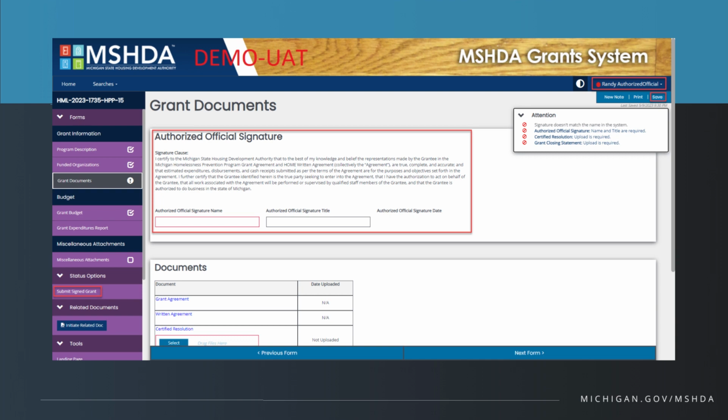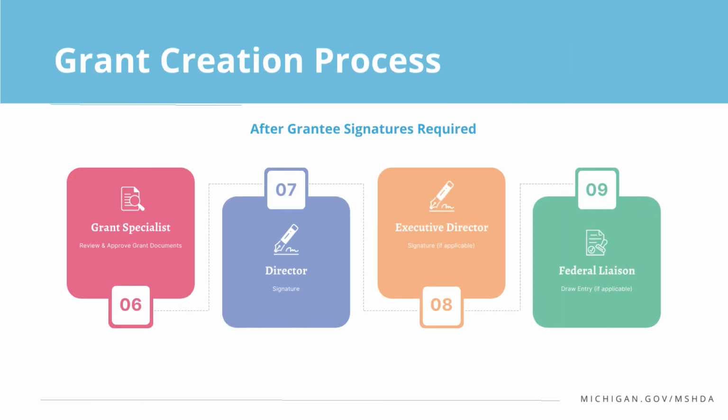You don't have to do anything else until the grant is executed, but I now want to provide a quick overview of what happens after completing these tasks, so you know what to expect after the grantee signature's required status. The first thing that happens is that the grant goes to the grant specialist to review and approve the uploaded pre-disbursement conditions.